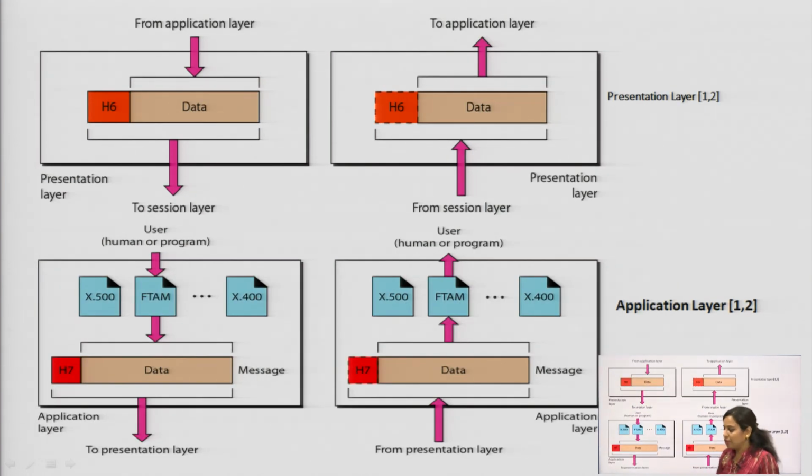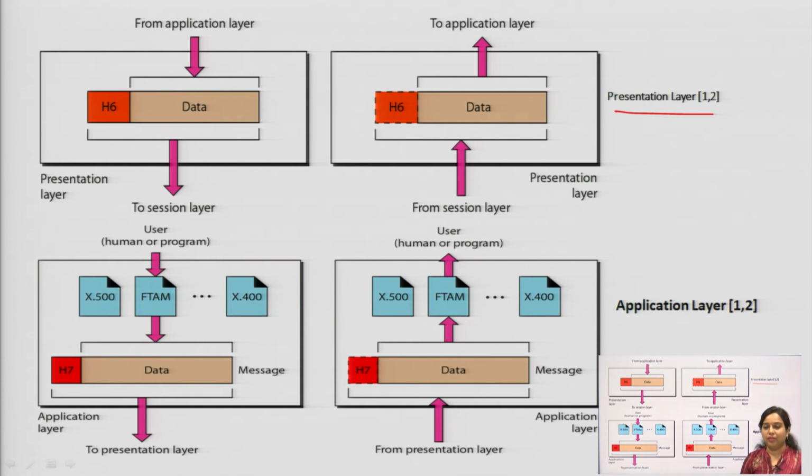Next is the presentation layer. In this presentation layer, the header will be added as data moves from the application layer to the session layer. Then from the presentation layer, the data will be taken from the session layer towards the application layer. In the presentation layer, no segment, frame or packet is formed; the data is just transferred as it is with the addition of the header.